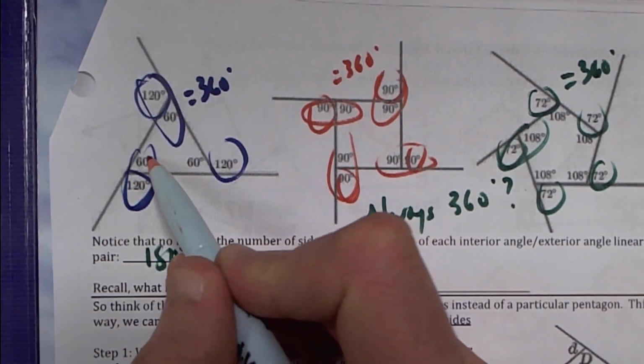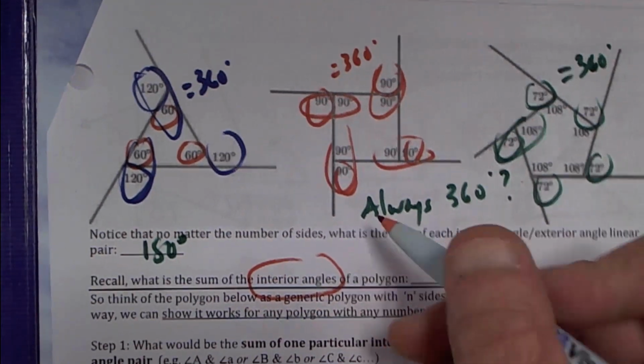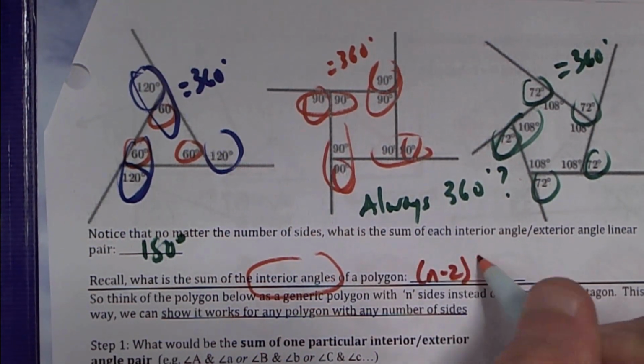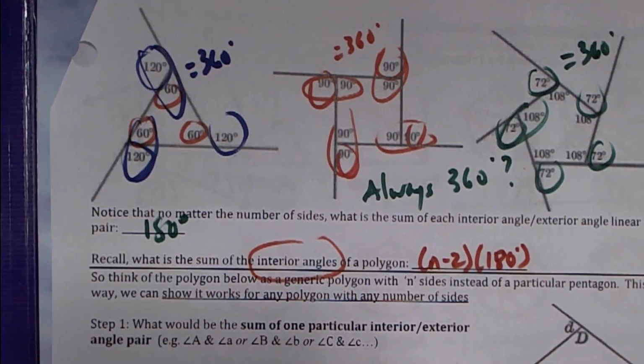Also, just to set ourselves up for this proof, remember the sum of the interior angles, right? That's the inside, the part that we're not counting here. Remember that we figured out that rule was always n minus 2 times 180. The number of sides minus 2 times 180. We're going to use that in a second.